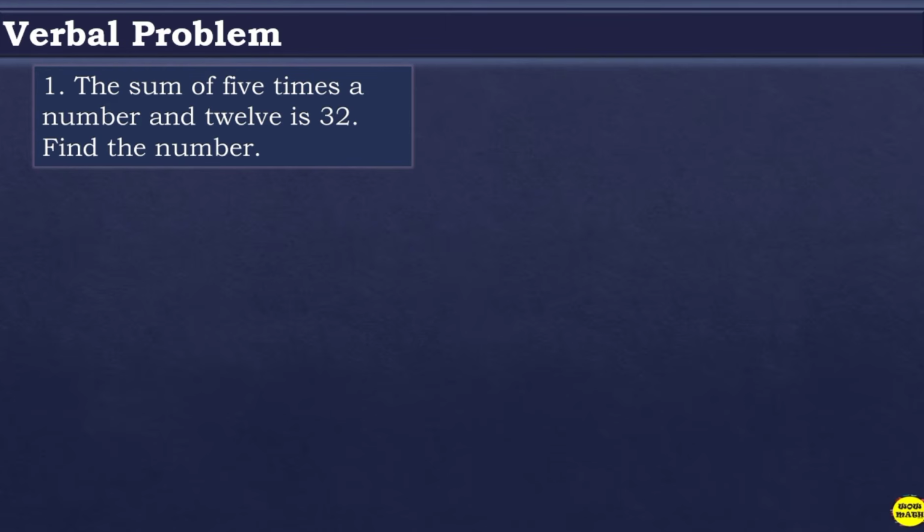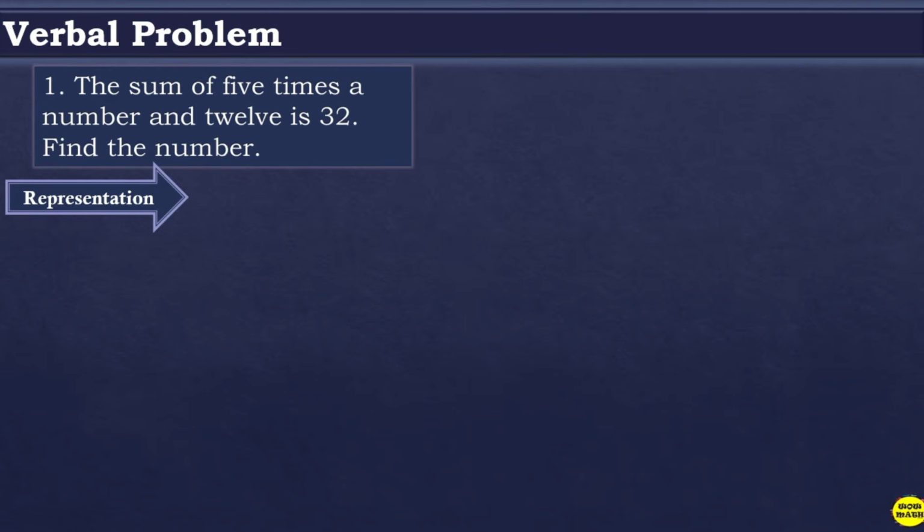Let's go back. The sum of 5 times a number and 12 is 32. Find the number. First step is understand the problem. Intindihin mo, pag pinag-add daw yung 5 times a number at yung 12, the answer is 32. Dapat maintindihan mo muna yon. Understand the problem, and that's the time that you're going to represent. I-represent mo na kung paano yung understanding mo.